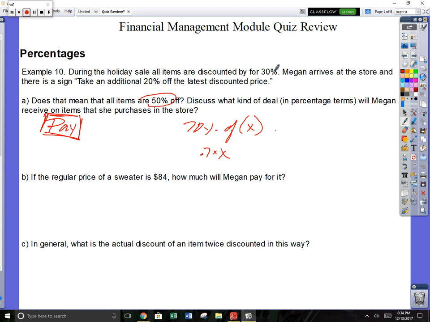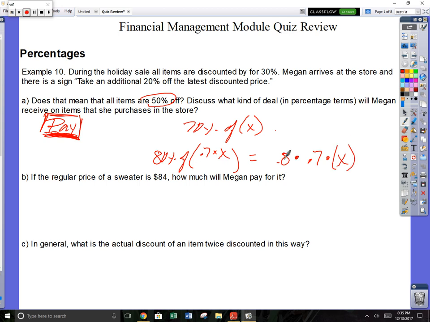Okay, and then you are going to take an additional 20% off of that. So don't think of discount, think of what you're going to pay. You are going to pay 80% of that. And if you transform that into math, it is going to be 0.8 times 0.7 of X.